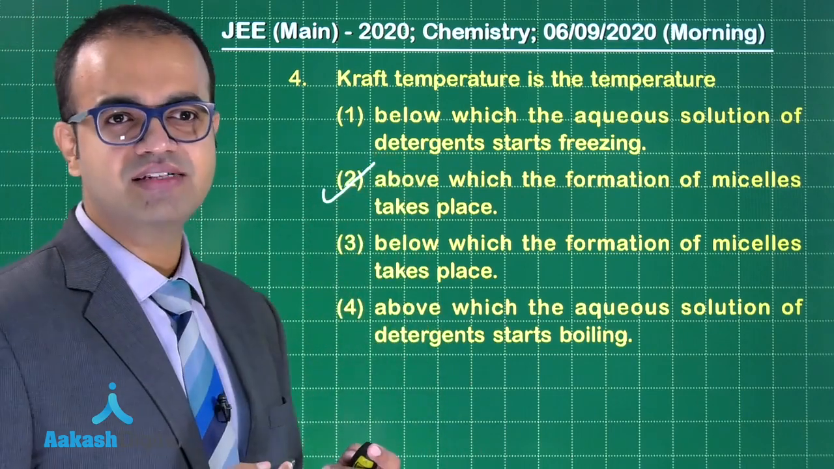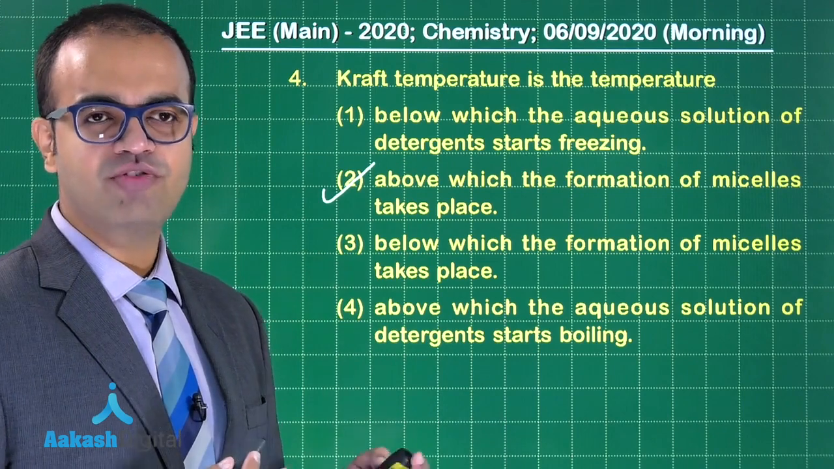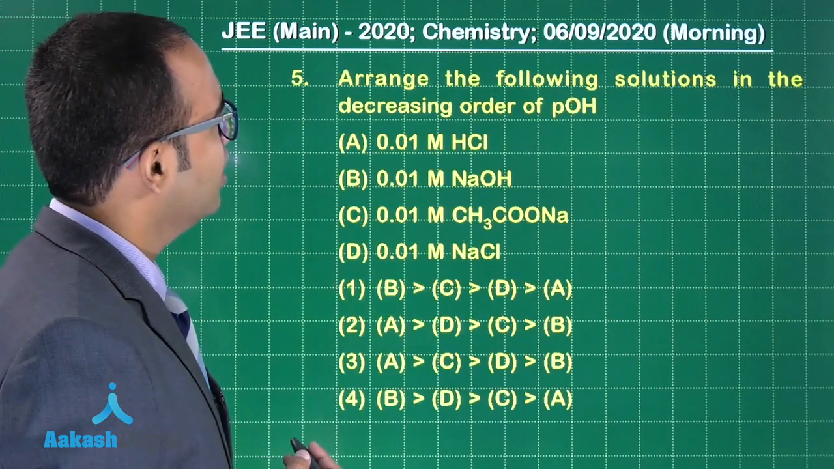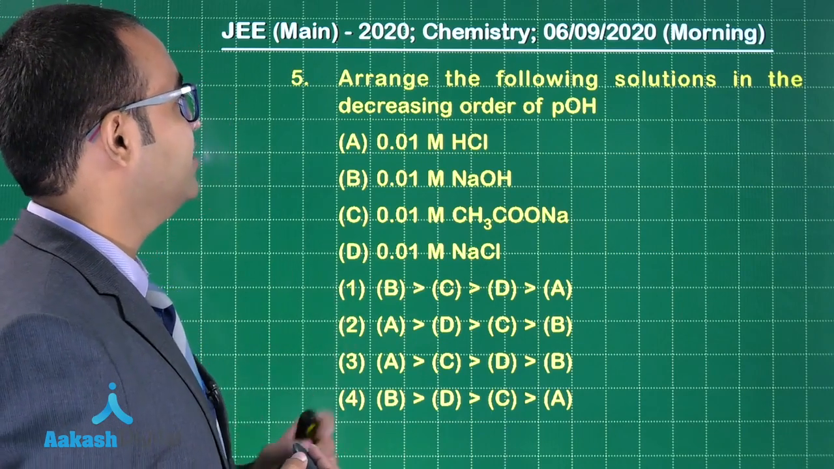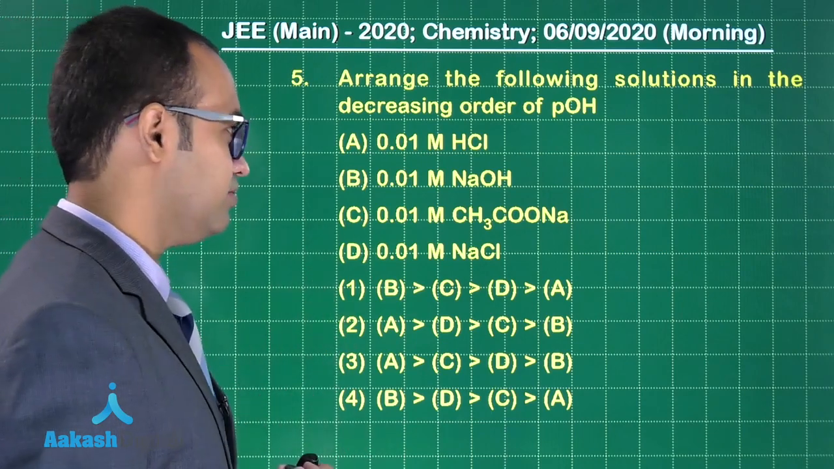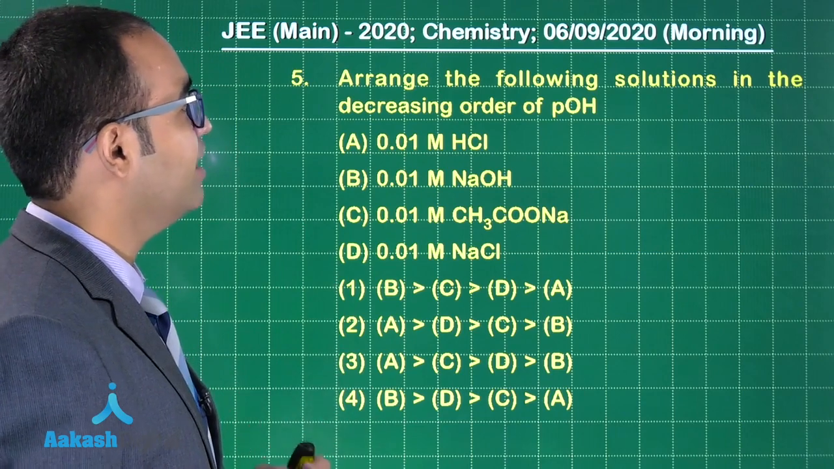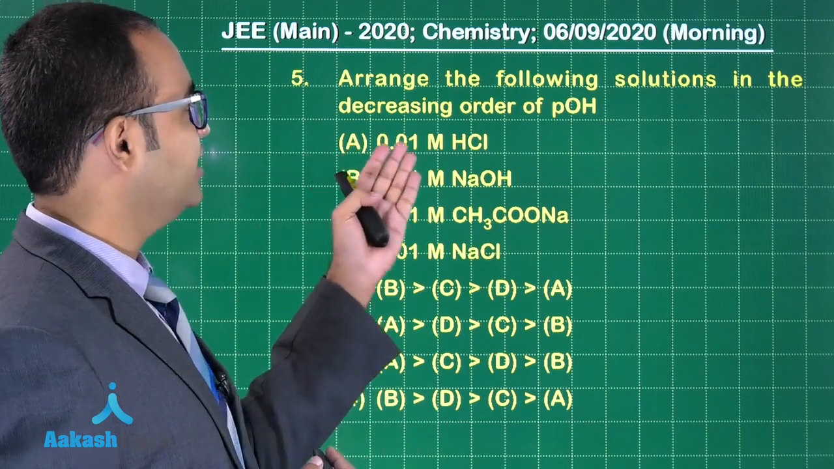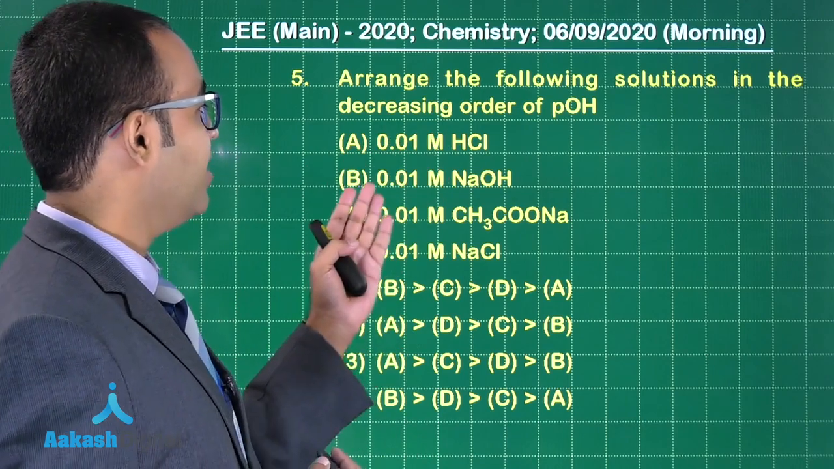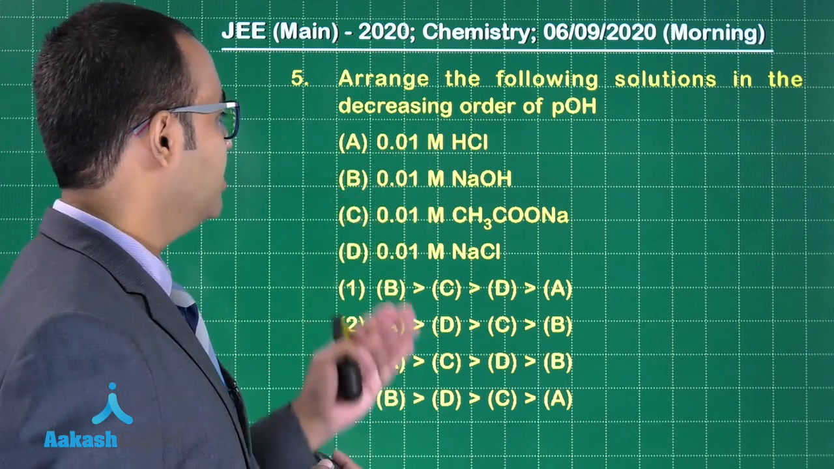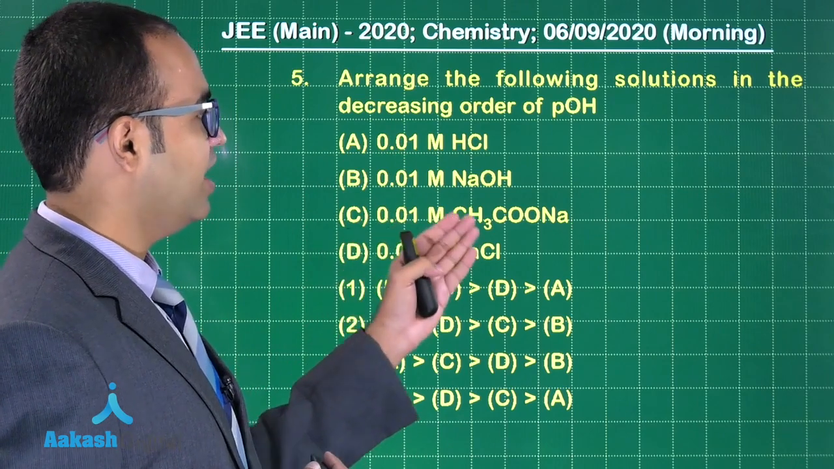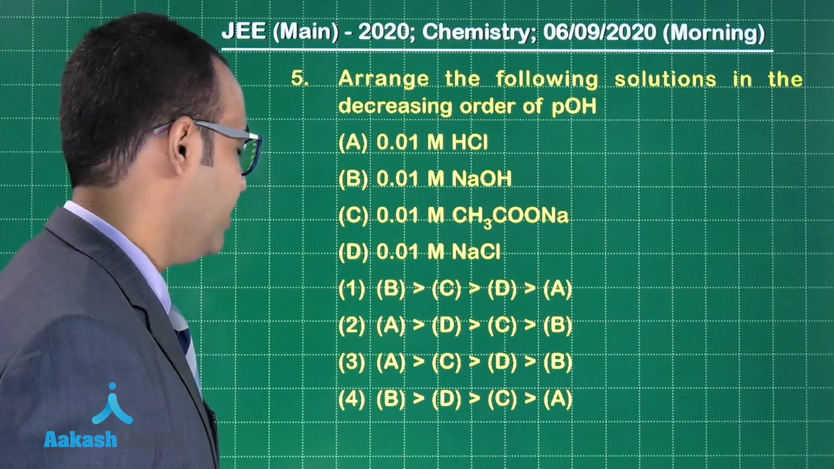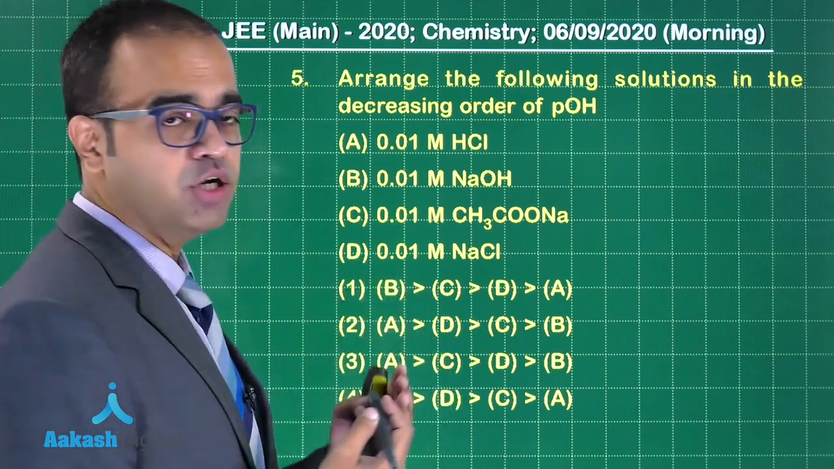Very simple question, I will say, just on the basis of definition. Let us go on to the next question. Arrange the following solutions in decreasing order of pOH. So we have to find the pOH of these solutions. The first one is 0.01 molar HCl, second one is 0.01 molar NaOH, third one is 0.01 molar CH3COONa and 0.01 molar NaCl.